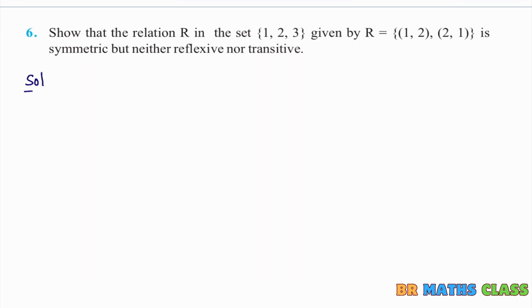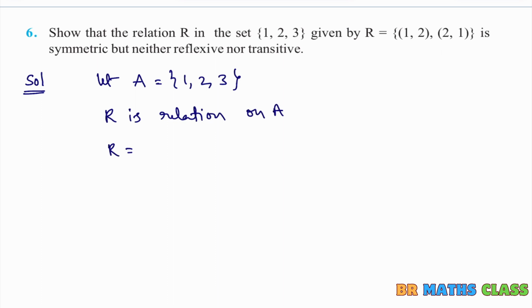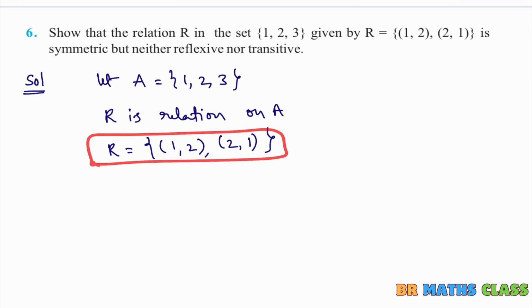Okay. As usual, first we'll write the first 3 points. This relation is given on this set. They didn't name this set, so I'll name this set as A. Let the given set be A. And they have given that R is a relation on A, and the relation is defined like this: ordered pairs (1, 2), (2, 1). Now I need to prove that this relation is neither reflexive nor transitive but symmetric.